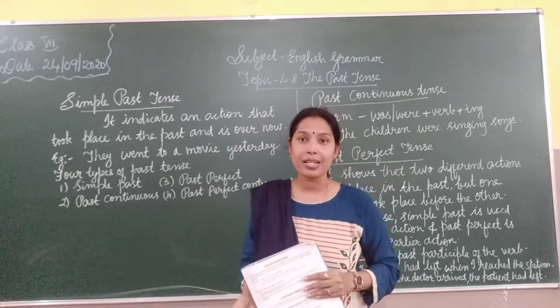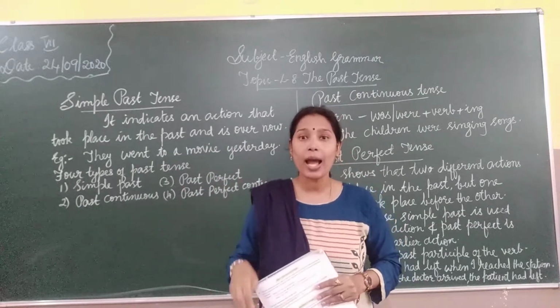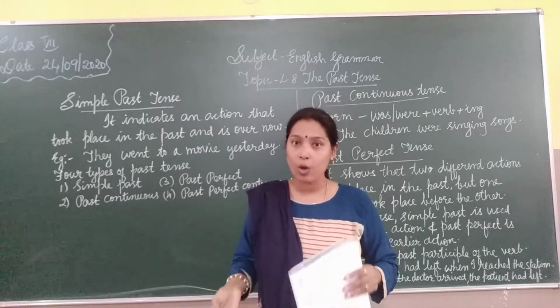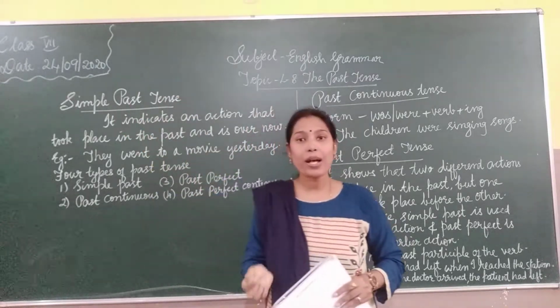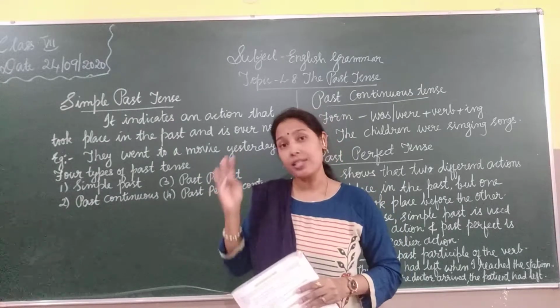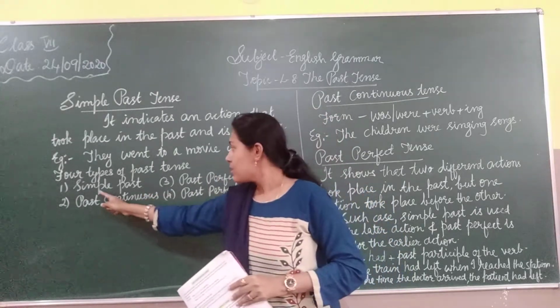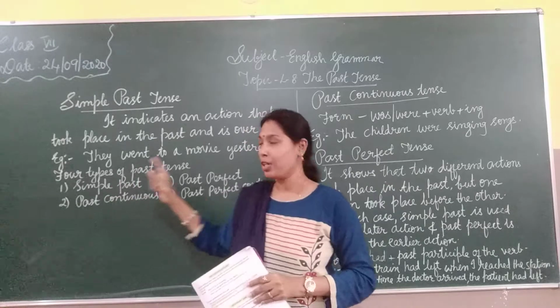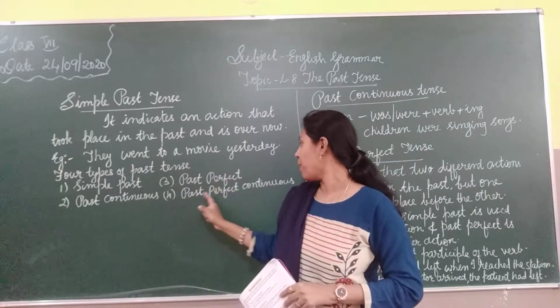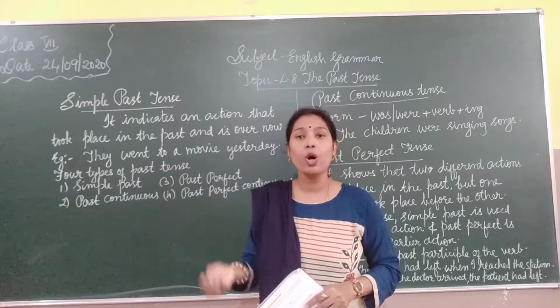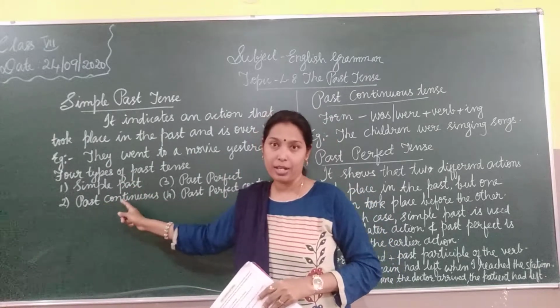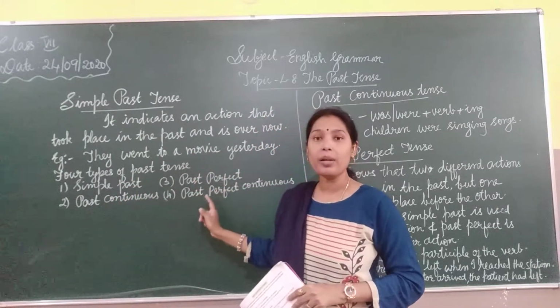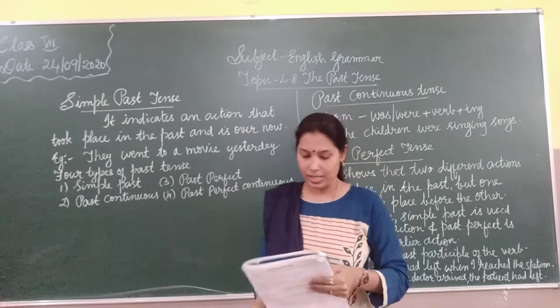The actions that had already happened in the past and now it is over. It is called what? Simple past tense. So past tense are of 4 types. The same like present tense: simple past, past continuous, past perfect and past perfect continuous tense. So what are the 4 types of past tense? Simple past, past continuous, past perfect and past perfect continuous tense.